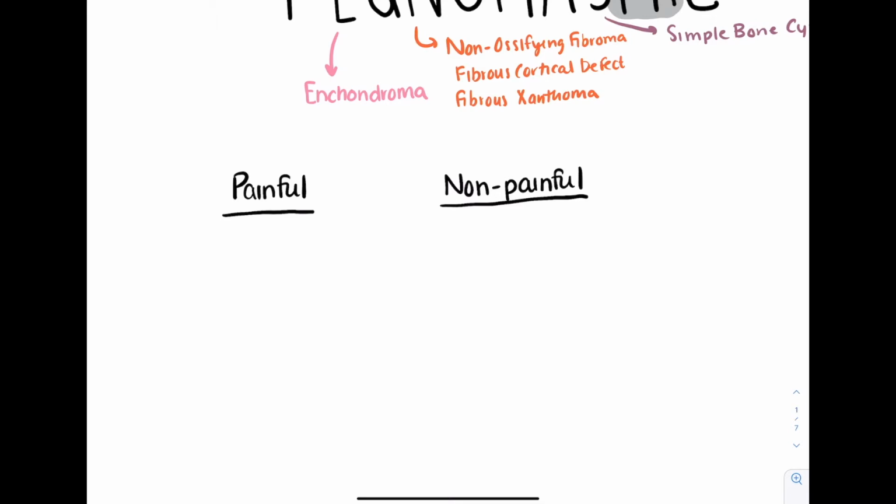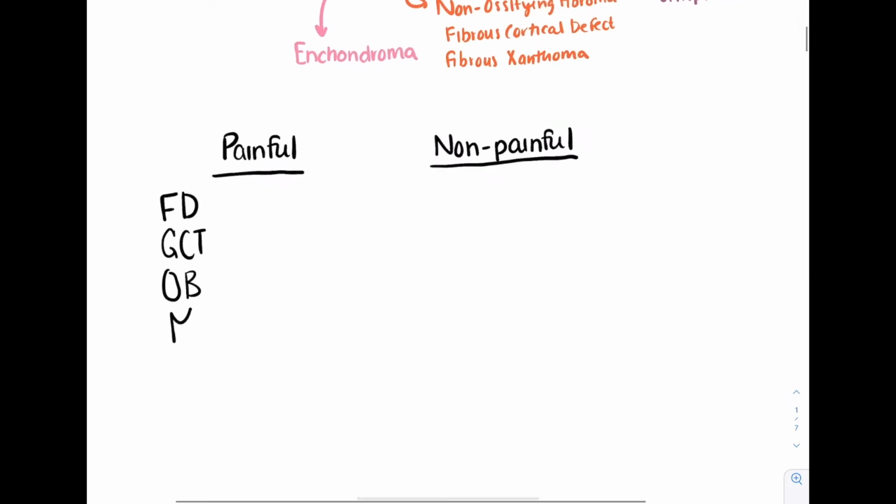And from that, my painful list includes fibrous dysplasia, giant cell tumor, osteoblastoma, both plasmacytoma and my blowout mets, my ABC, and my chondroblastoma. So this is for plasmacytoma and blowout mets, ABC, CB.